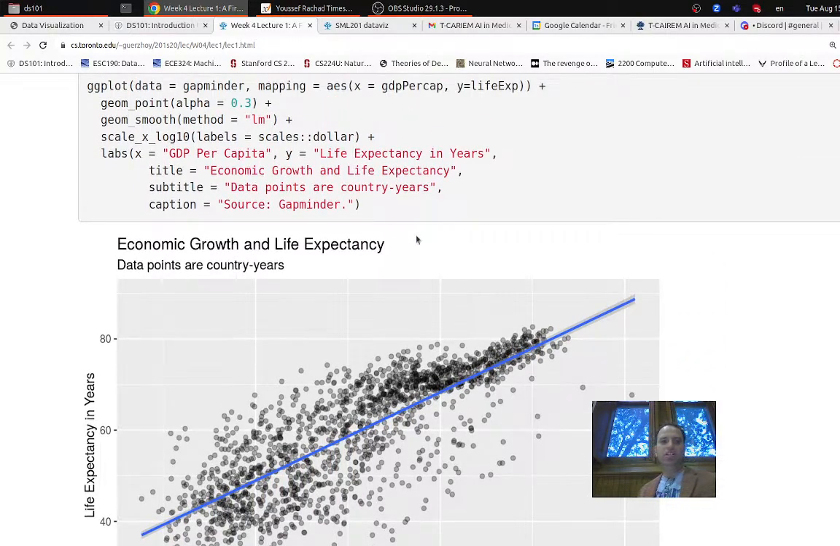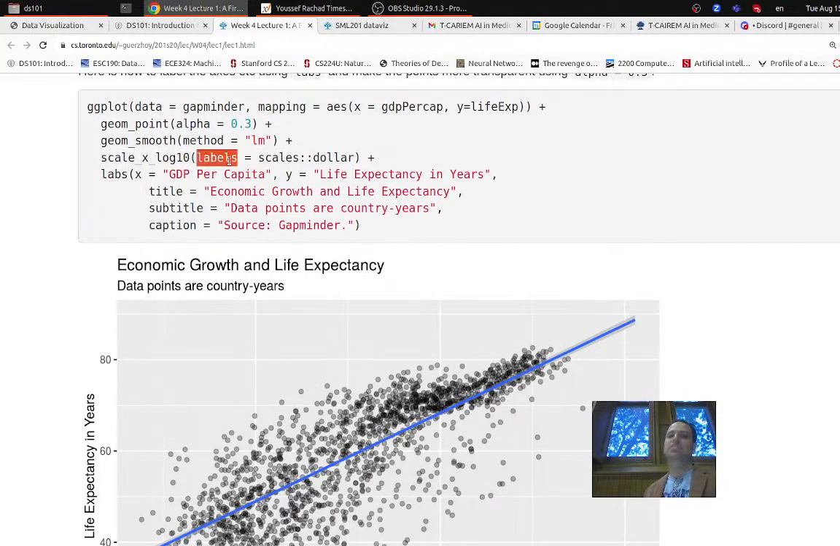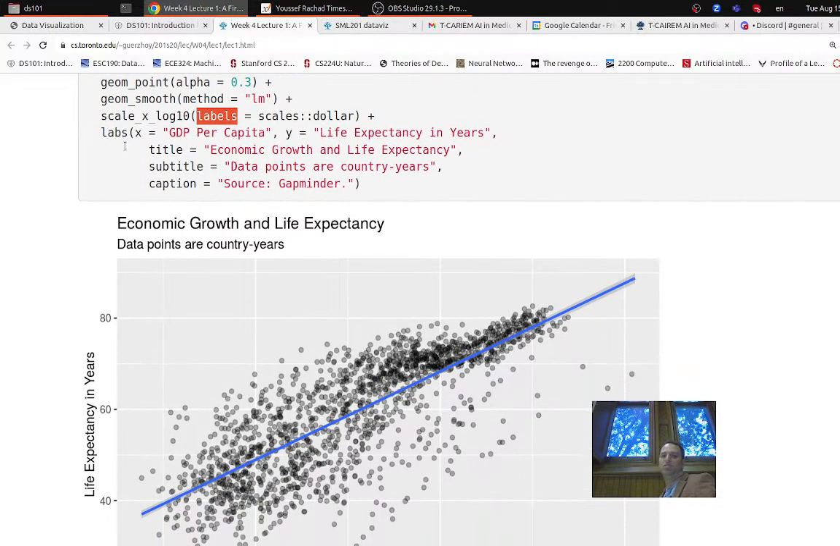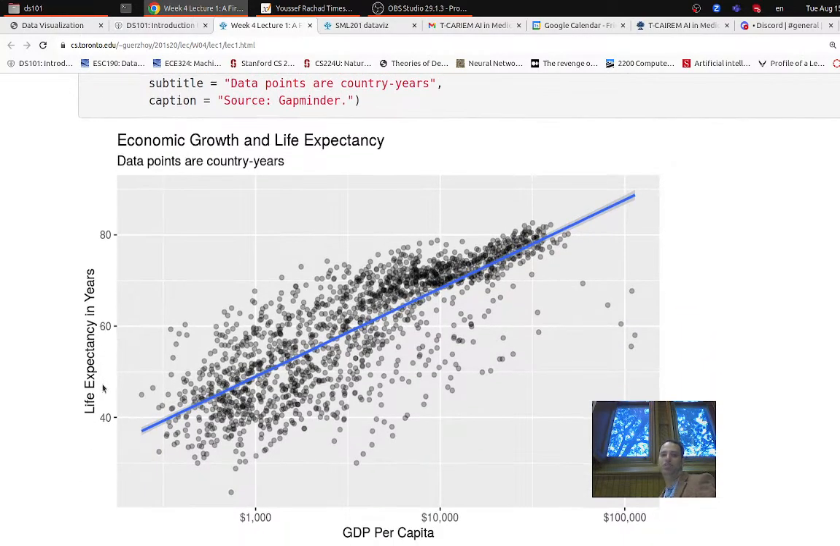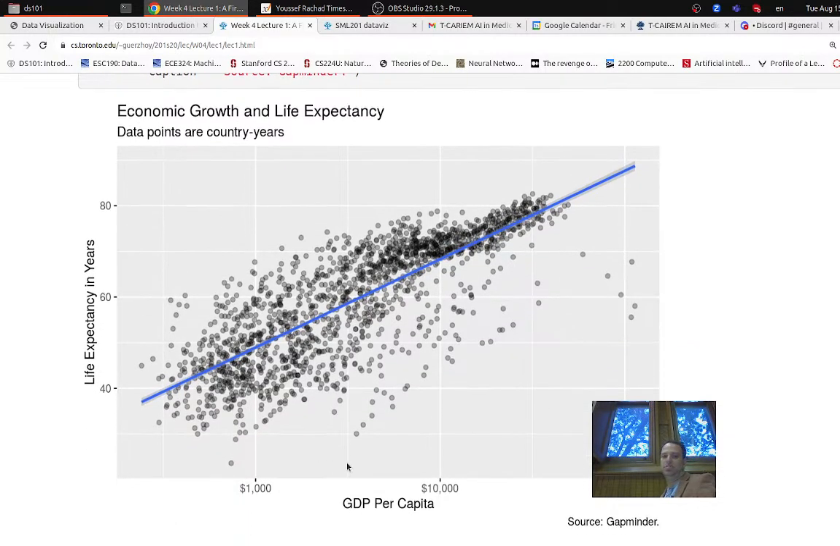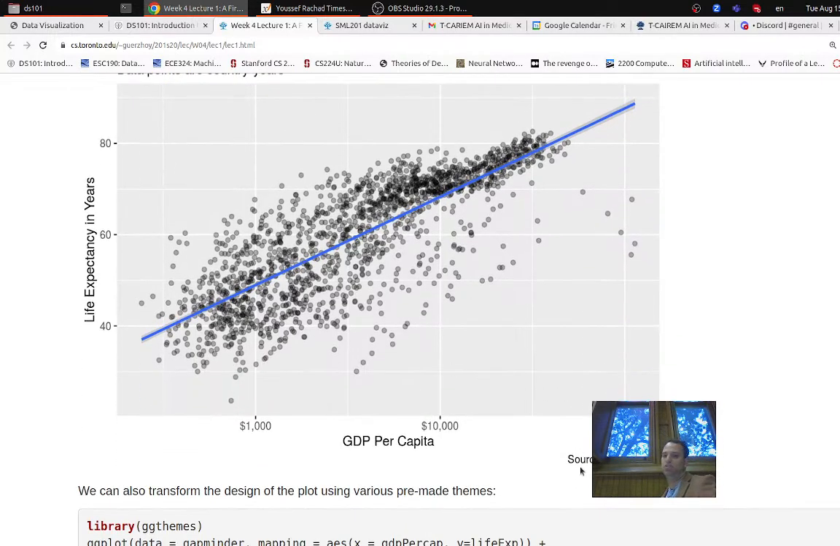So here you can do something more fancy. Here the example is that we're doing scale x log, we specify the labels, and then we label the axis. Usually it's better to say it in English. And here you have a title, subtitle, whatever. Here you have a small caption that says the source is Gapminder, stuff like that.